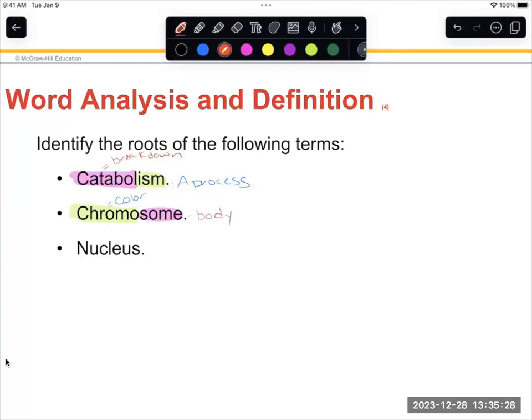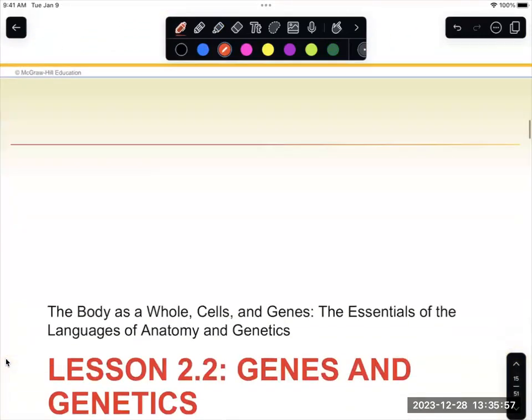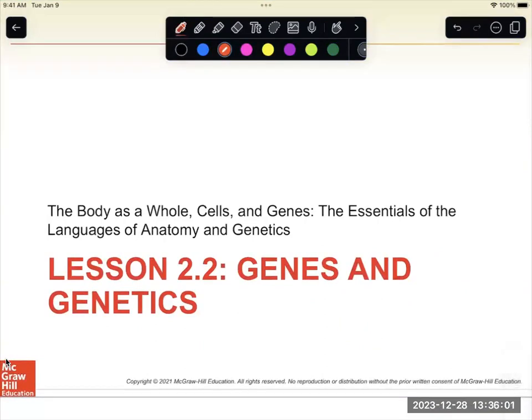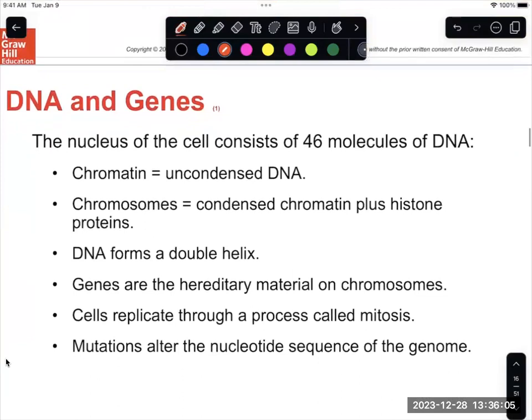And then our last one, nucleus. Nucleus, it's a Latin word that means a command center. So it's that functional center of a cell or structure. Let's move into genes and genetics. So the nucleus of a cell contains 46 chromosomes or 23 pairs in human body cells.